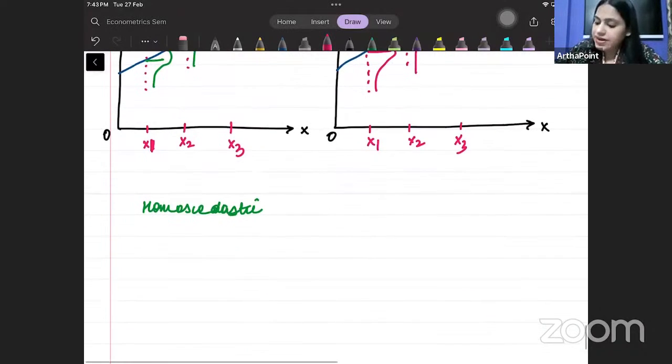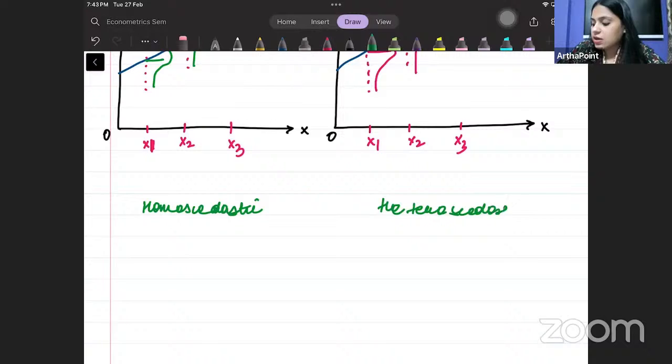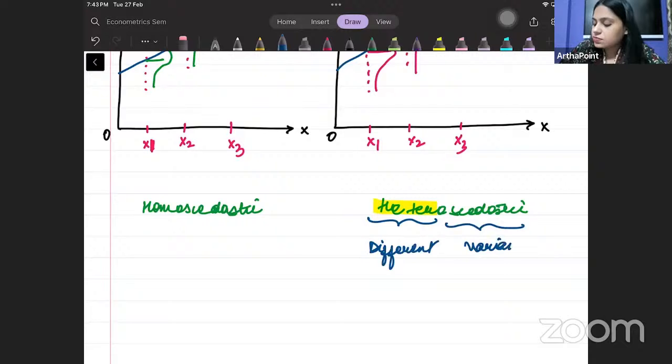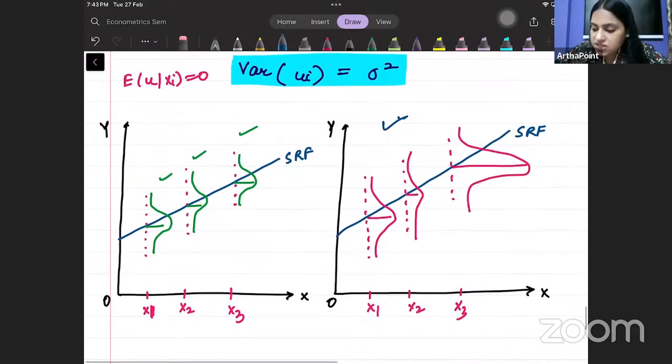So if the spread is different, we can go ahead and say that this is heteroscedastic. Hetero means different and scedastic means variance. So we can clearly say that this represents heteroscedasticity and this represents homoscedasticity.